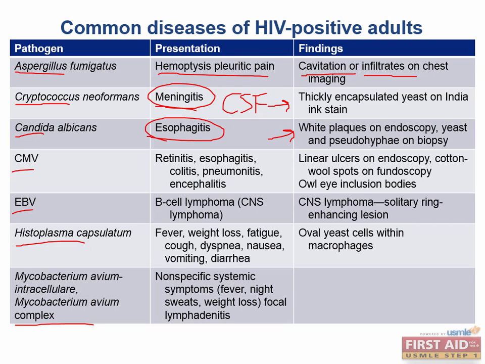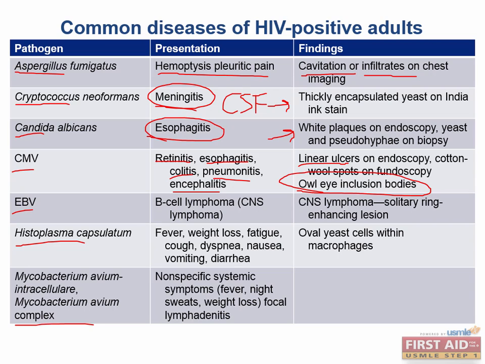Cytomegalovirus is one of the worst pathogens for patients with AIDS. This little bugger ends up all over the place. It can cause retinitis, esophagitis, colitis, pneumonitis, and encephalitis. Some classic findings include linear ulcers on endoscopy of the esophagus, as well as cotton wool spots on fundoscopy. And the classic finding on biopsy, remember, includes owl's eye inclusion bodies.